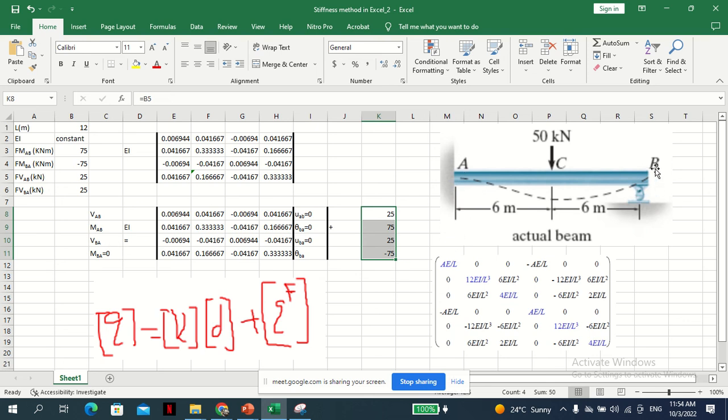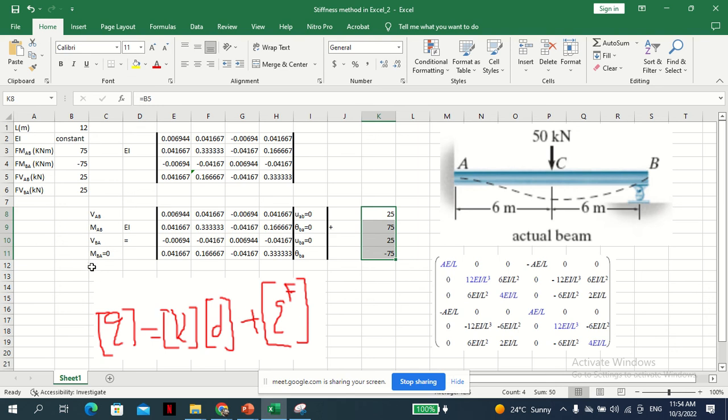Now, ideally, at end B, there will be, of course, a VA, the reaction at VBA, and also some moment. But now, this is the key. But we know that this is a pin, so for fixed end, no moment can be zero. The reaction also cannot be zero.